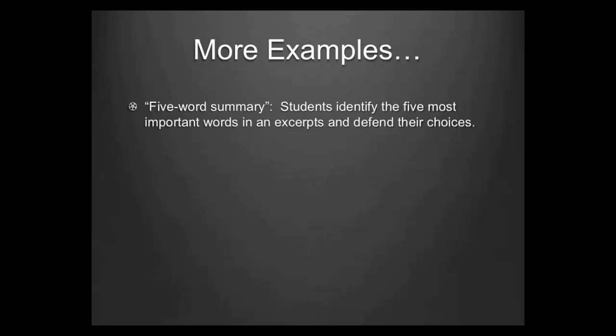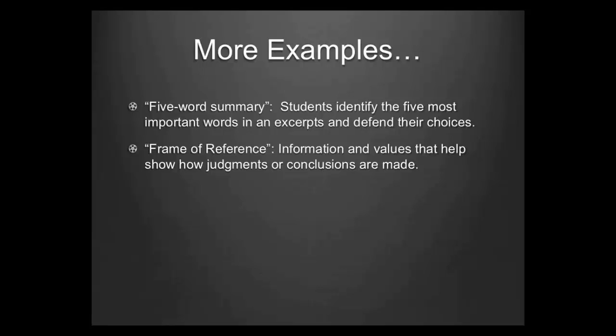So let's go on to some other examples. Another one is what's called a 5-word summary. Now, in a 5-word summary, what the student does is they take the 5 most important words in an excerpt, and they defend why they think those choices of words are the most important. Obviously we want to look at what the student actually writes here, but in addition, the goal is they have to get those words by more intense, close reading. So what we're trying to do is get the student to read, reread, and maybe even reread a third time.